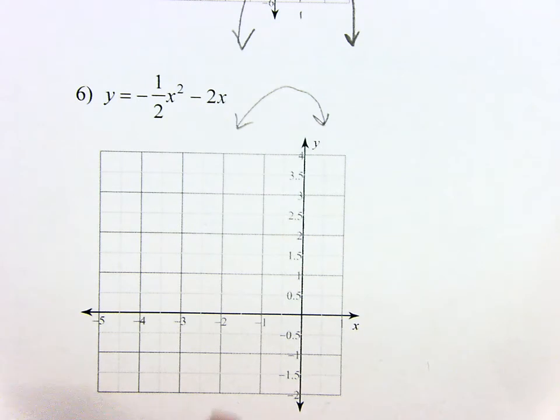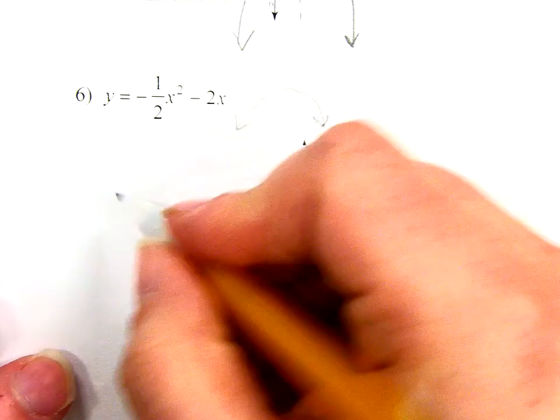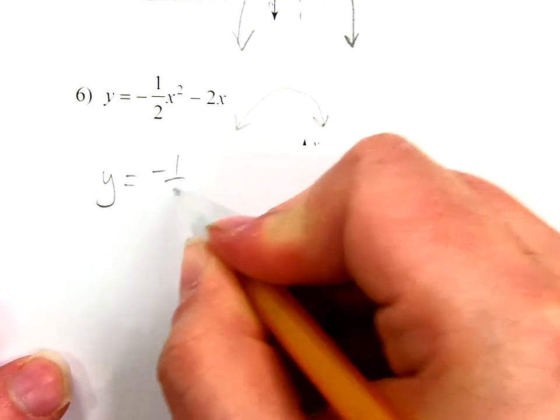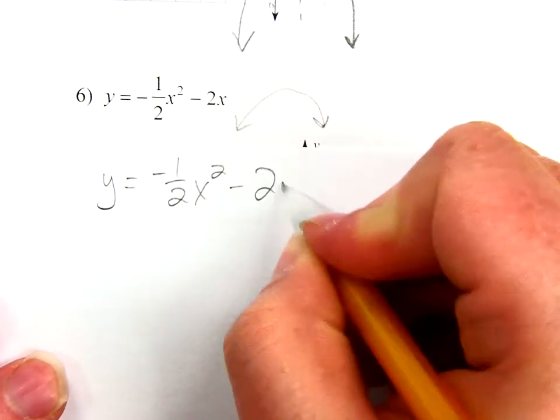How I find it, it's the same way I do all the other ones. I have to start by finding the vertex, negative b over 2a, start there, and then I'm going to plug in my points. So we'll do the same thing. I'm just going to recopy it on this paper so I have some more room. Negative 1/2 x squared minus 2x.